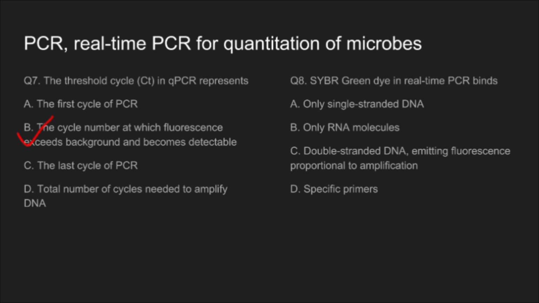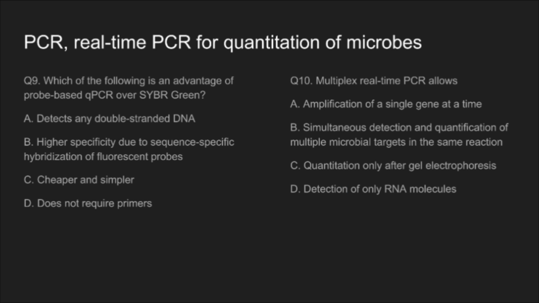SYBR green dye in real-time PCR binds A, only single-stranded DNA, B, only RNA molecules, C, double-stranded DNA, emitting fluorescence proportional to amplification, D, specific primer. So the correct answer for this question is option C, double-stranded DNA emitting fluorescence proportional to amplification. So SYBR green intercalates into double-stranded DNA and fluoresces, and this allows monitoring of PCR product accumulation.